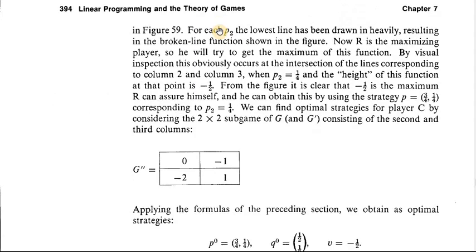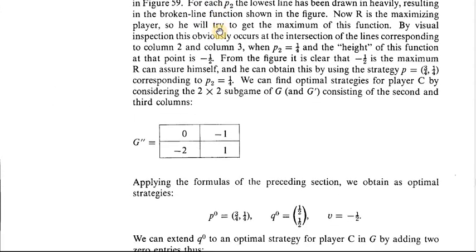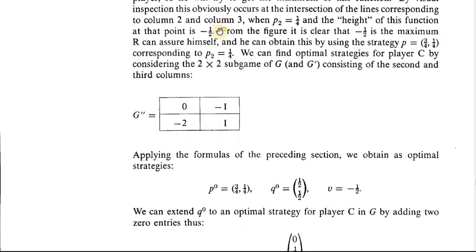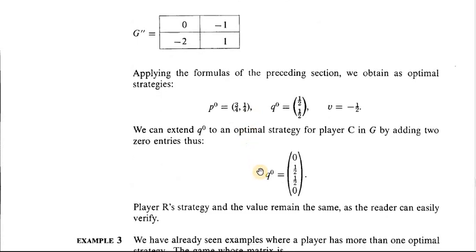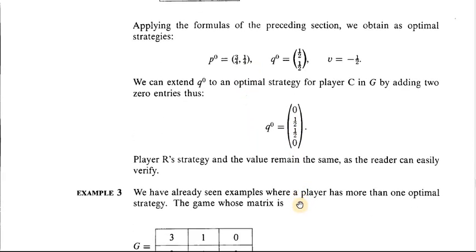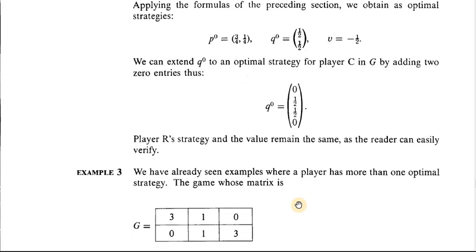And we can use the 2x2 formulas in the previous section and get this for our column player's optimal strategy. Now, since column 1 and column 4 are useless, we can put zeros for those, and we get our total optimum strategy for the column player as 0, 1/2, 1/2, 0. Okay, well, that's good for this video. We'll continue with the next video.